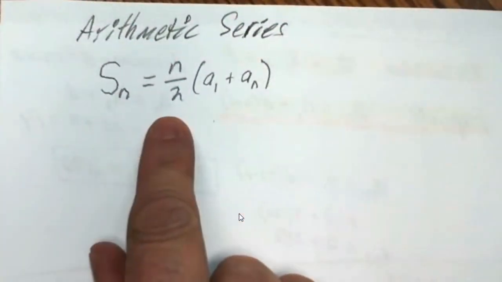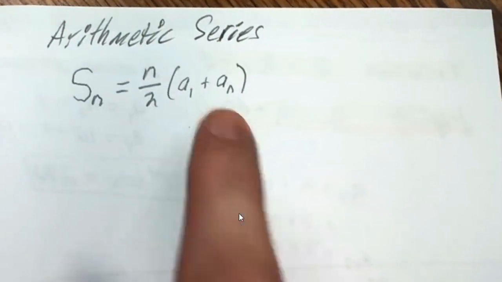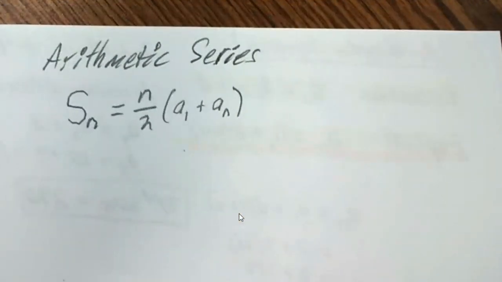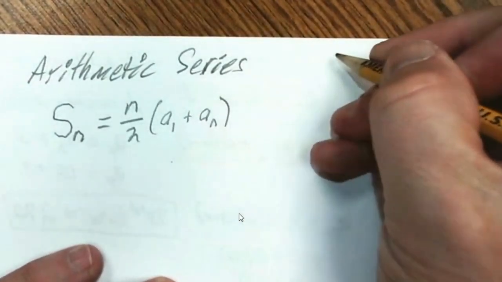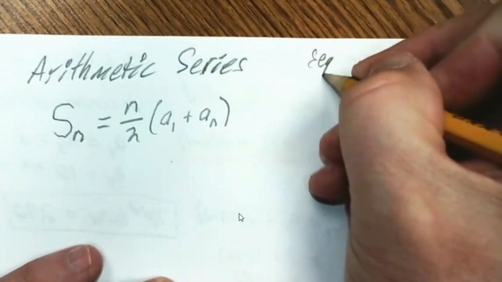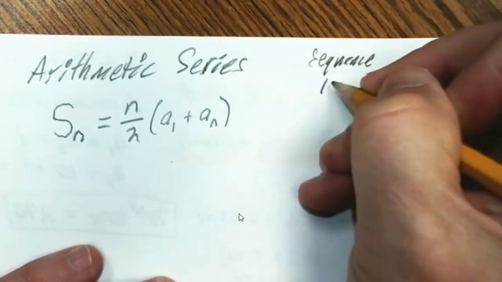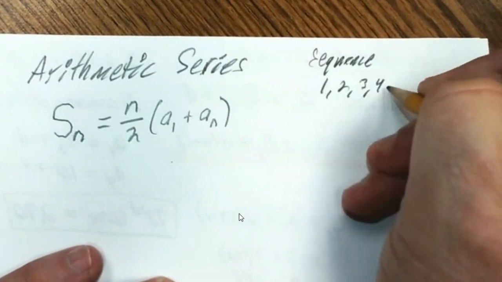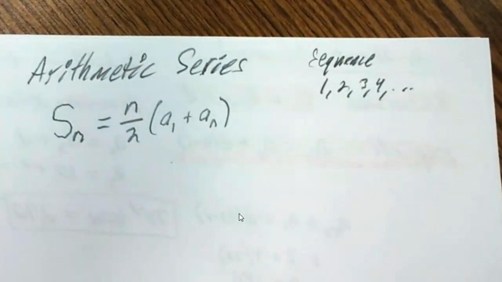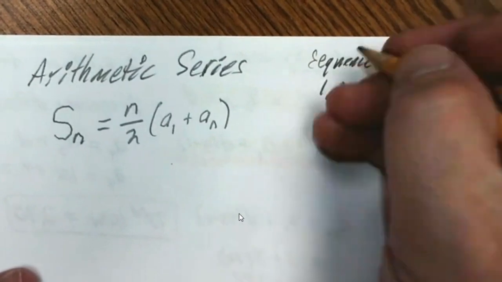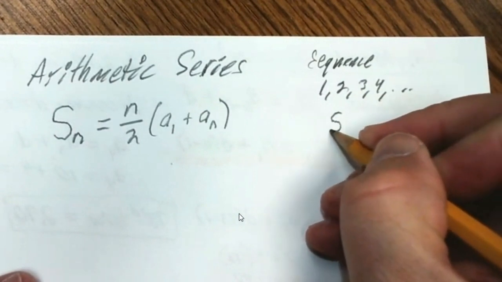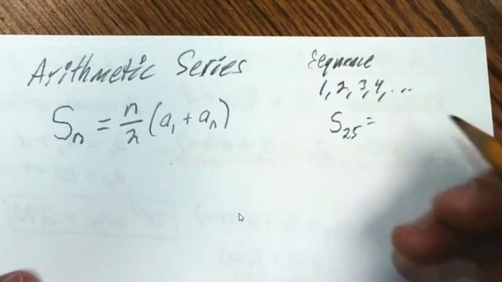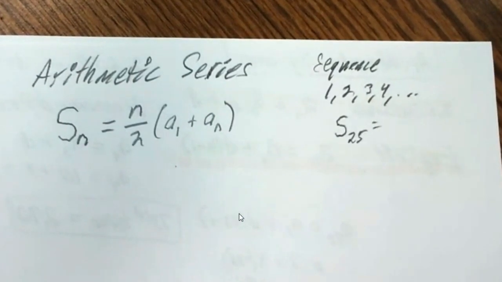All right. S of n equals n divided by 2, a1 plus an. So let's see. We need an example to use on that. Let's just use the most basic sequence. Here's a sequence. 1, 2, 3, 4. You probably know that sequence. You may be familiar with that. And I want to find S sub 25, which means I want to add up the numbers 1 through 25.